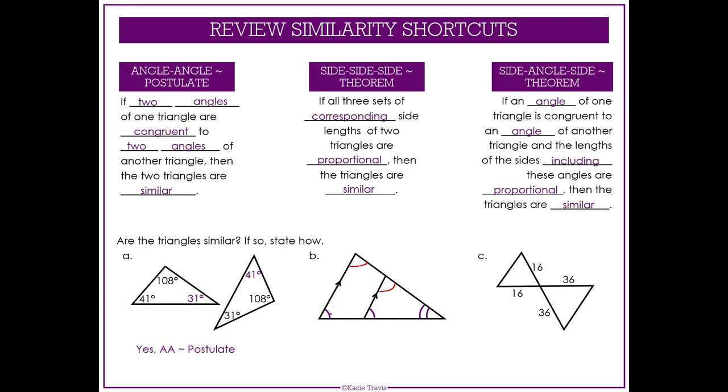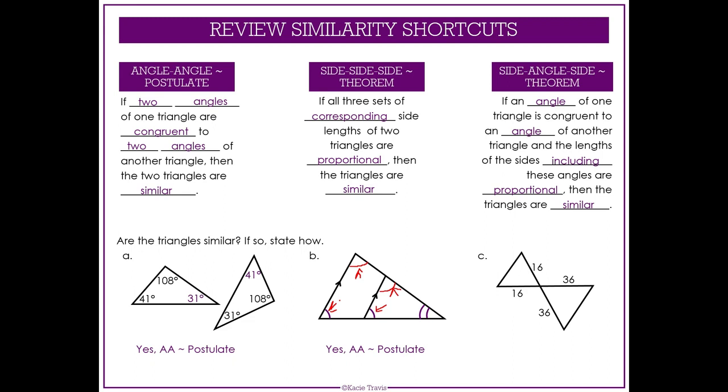This angle here and this angle are corresponding. Same thing with this. This angle and this angle are also corresponding. If you remember back with parallel lines, corresponding angles are congruent. So, this is also similar with these triangles. This is also due to the angle-angle postulate.